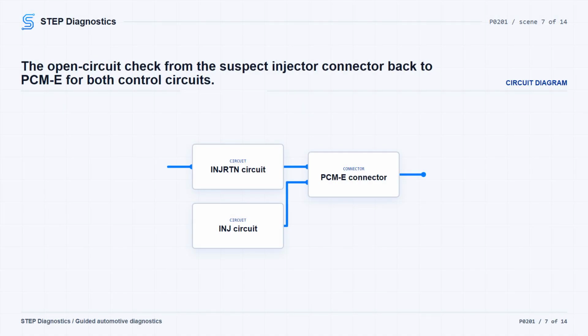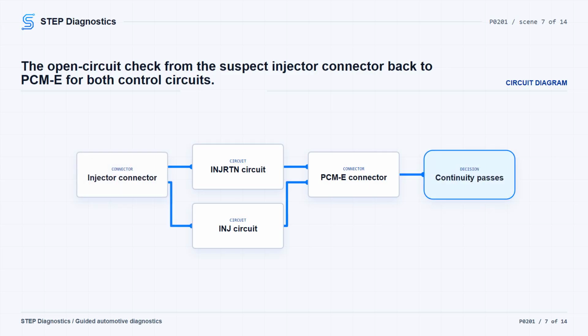Now, prove the INJ and INJ-RTN circuits are not open. Disconnect the PCM-E connector, then check resistance from the suspect injector connector back to its matching PCM-E pins. The pass point here is less than 5 ohms. If both circuit checks are less than 5 ohms, keep going. If either circuit is not less than 5 ohms, repair the open circuit, clear the PCM codes, and repeat the self-test.